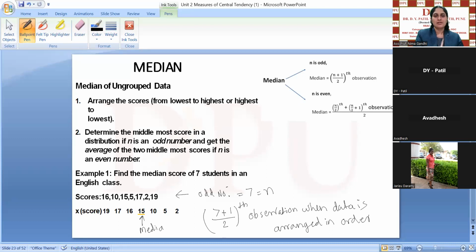Okay. So clear with this, when you have odd number of individual observations, your median is n plus 1 by 2th observation when the data is arranged in order.